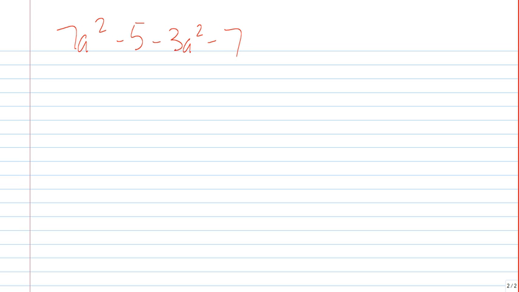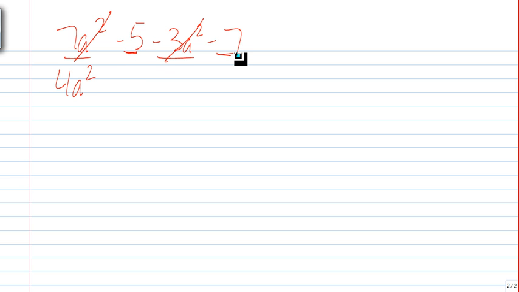So now looking at this, I can combine my 7a squared minus my 3a squared. So now what is 7a squared minus 3a squared? That's 4a squared. So now I have 4a squared. And I like to go ahead and cross those out because it shows that I've already worked with it. So now what do I have left over? I have my negative 5 and now my negative 7.